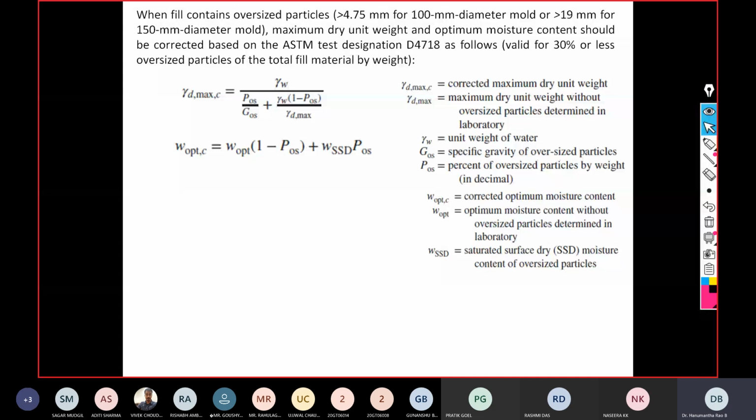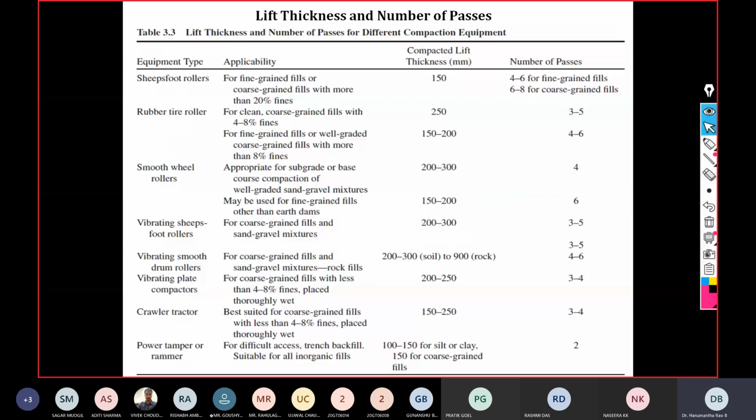Now it is also important to know that if your particles are greater than 4.75 millimeter, you must select a compaction mold of greater than 100 millimeter. Or if your particle size is exceeding 19 millimeter, then you use a 150 millimeter diameter mold.